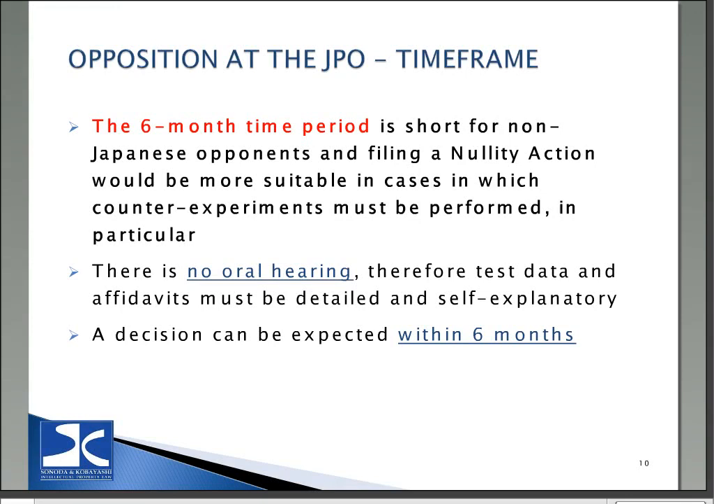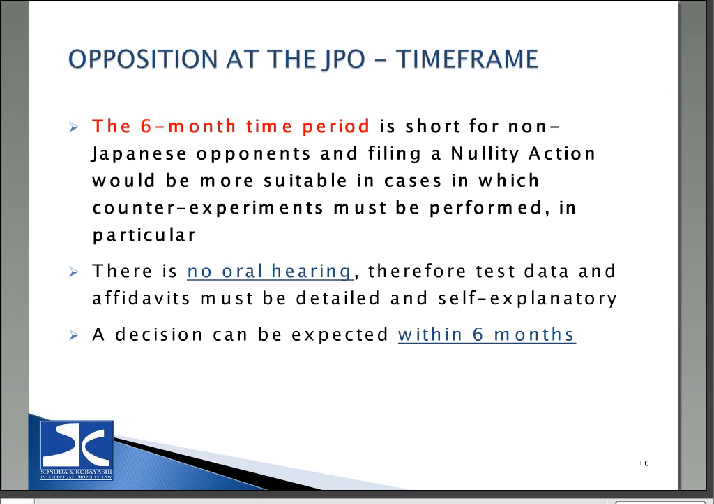It looks like that one very important difference between Europe and Japan is that in the JPO, Japan Patent Office, there is no oral hearing for oppositions. And the time frame you can file an opposition is shorter, 6 months, and there is no oral hearing, and the decision can be expected within 6 months. So the opposition under the Japanese patent law is designed to be pretty quick and simplified proceedings.